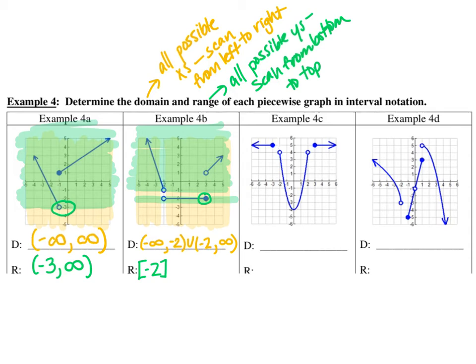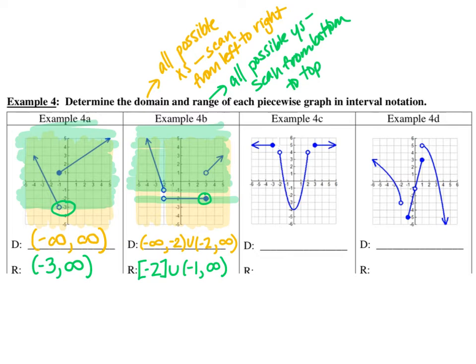Now we have to join this with the other part of the range. So it picks back up here at -1, but notice that is an open dot. And then it continues to positive infinity.